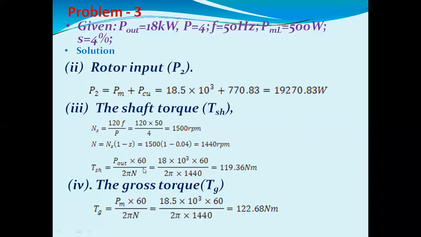So the shaft torque is related with the output power, because we know torque into angular speed equals the power, and the gross torque is related with the mechanical power developed. So Tg equals Pm into 60 by 2 pi N. Just put the values of Pm, 18.5 into 10 to the power 3, into 60 by 2 pi into 1440, that is 122.68 Newton meter, the gross torque Tg.